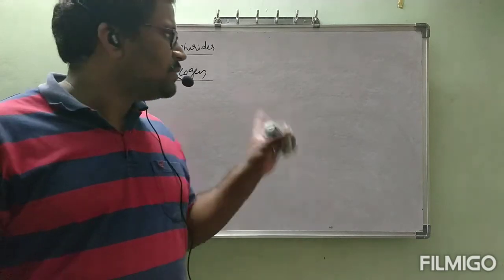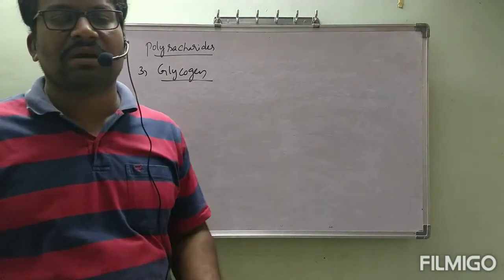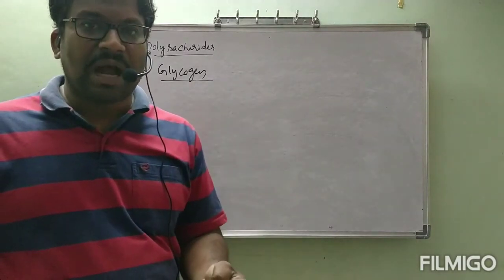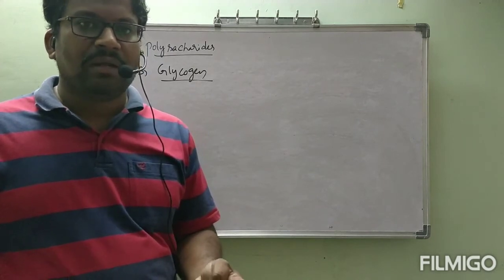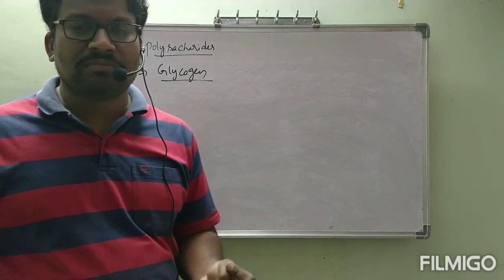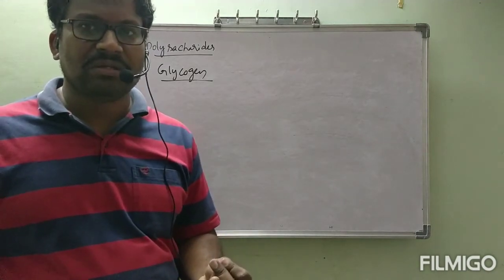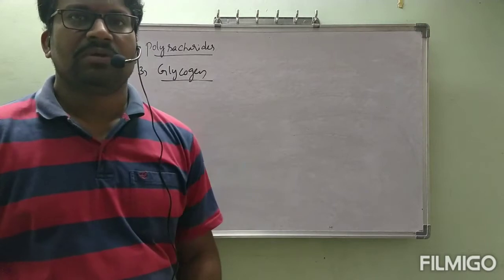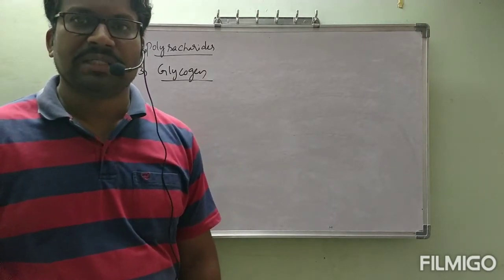This is about polysaccharides. So we have seen the structures of monosaccharides. Under monosaccharides, two headings, glucose and fructose. Next disaccharides: sucrose, maltose, lactose. Third one, polysaccharides: starch and cellulose. This is complete information about carbohydrates. So by this we have completed the carbohydrates topic.